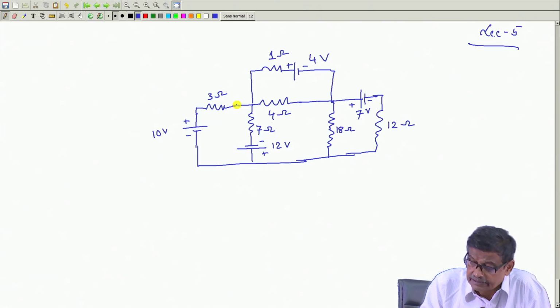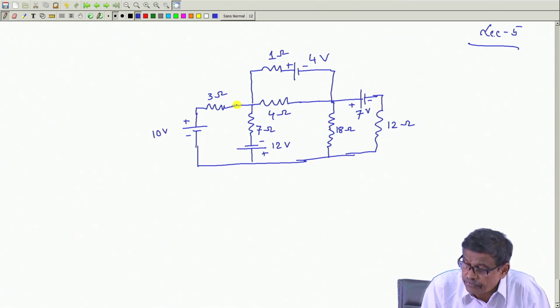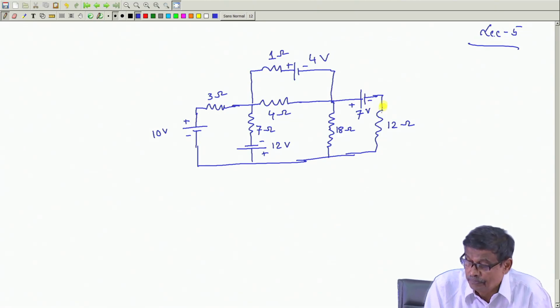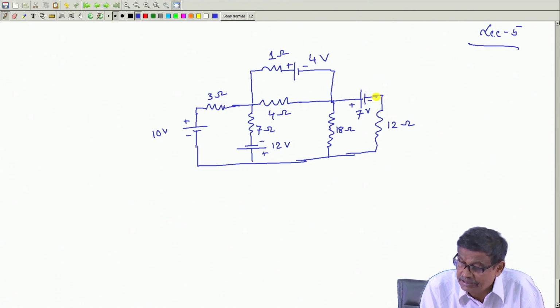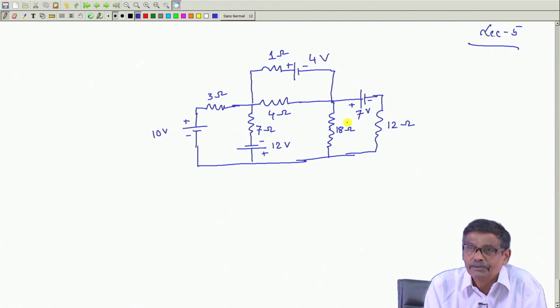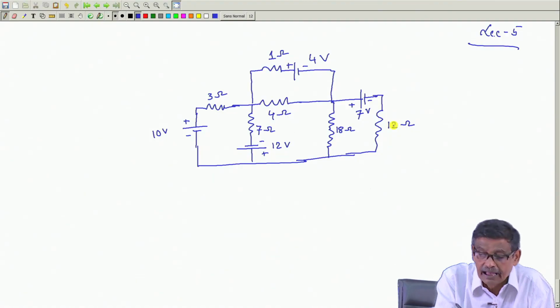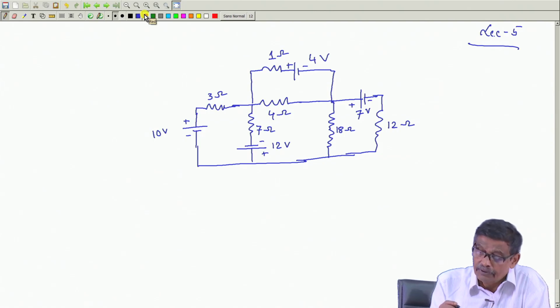How many meshes are there? 1, 2, 3, 4. How many loops are there? Many. This is a loop, but unfortunately in this loop there are so many meshes present. Similarly, this is also a loop, but 2 meshes are there. So, I will identify the meshes, I have identified that. Then what will I do?